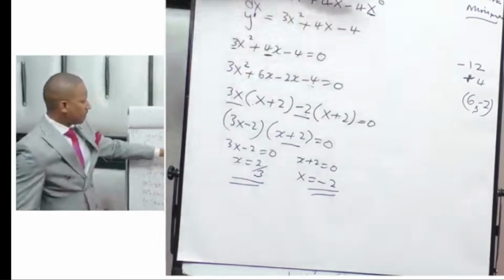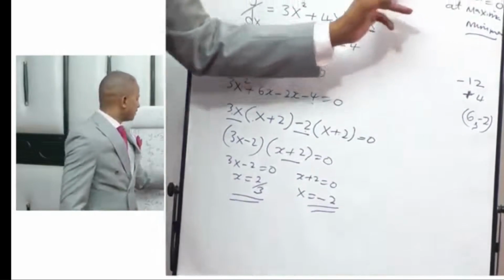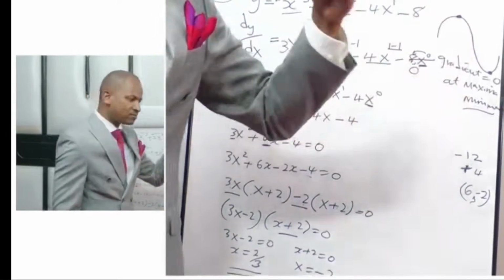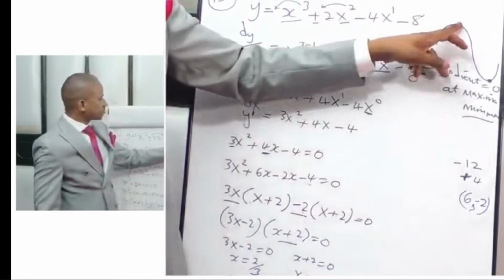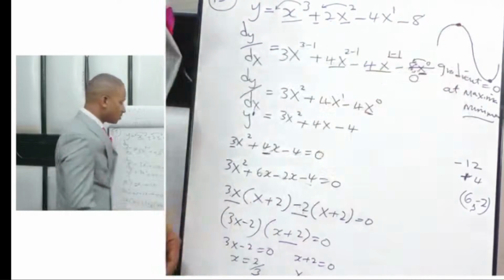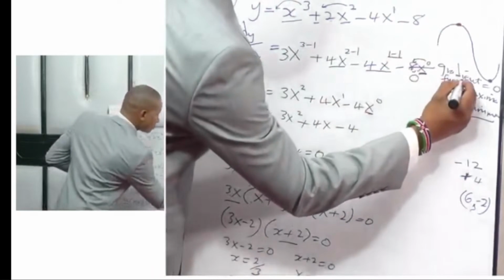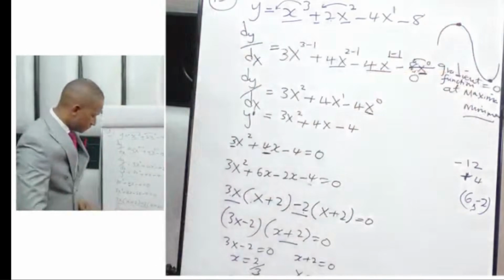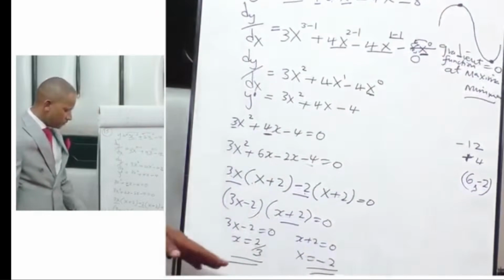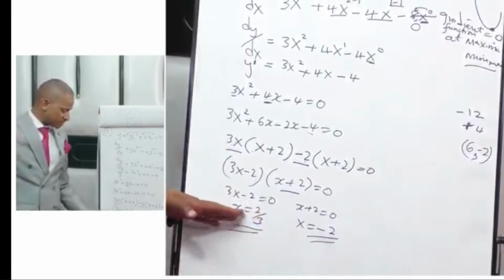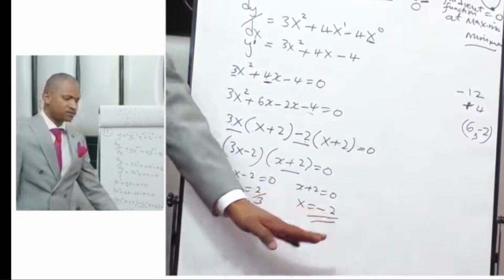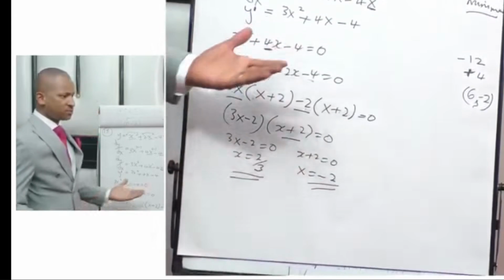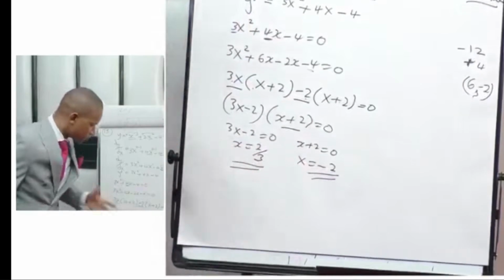Now, I said that at dy/dx, at minimum or at maximum, the gradient function of this curve is 0. So when you come here, you have two values of x. You have x equals 2 over 3, then you have x equals minus 2. So you don't know what to do. Which x do you choose? Because if you reach here, you are still not getting your answer. So which x do we choose?